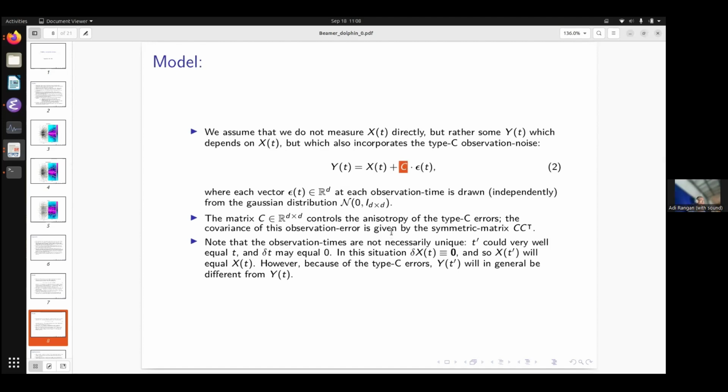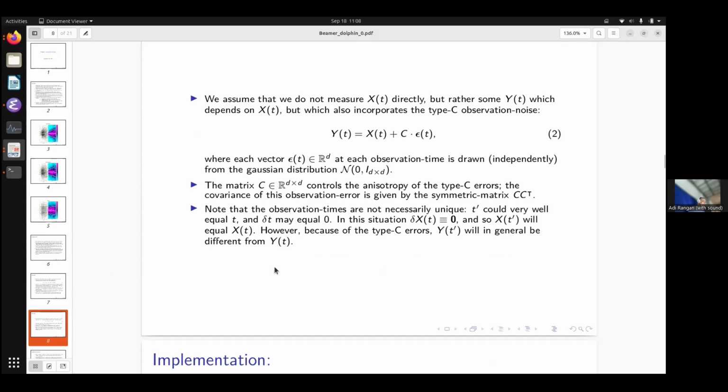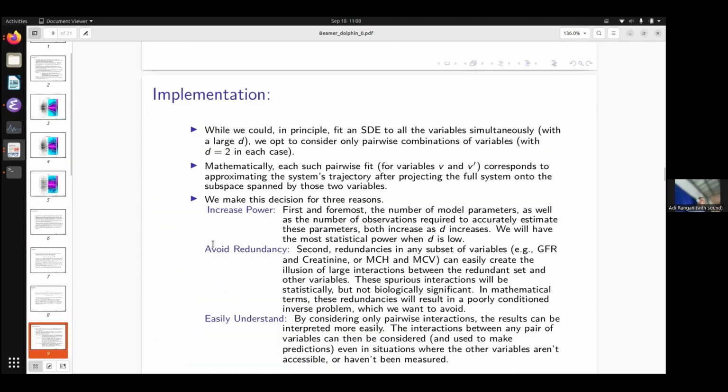And as we said before, this observation noise, epsilon, is drawn from a Gaussian, and C is the inverse covariance matrix of the observation noise. We assume that, again, this observation noise may be due to measurement error, human error, rapid fluctuations that are much faster than the time scale over which we are building our model, that kind of a thing. And so that's the simple model that we're going to fit to this data.